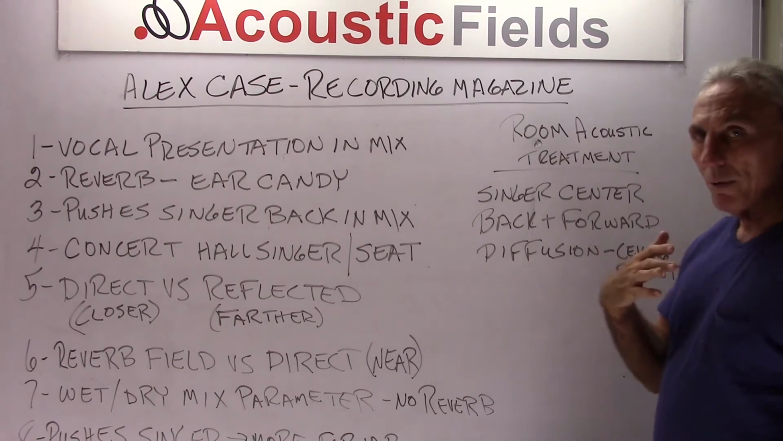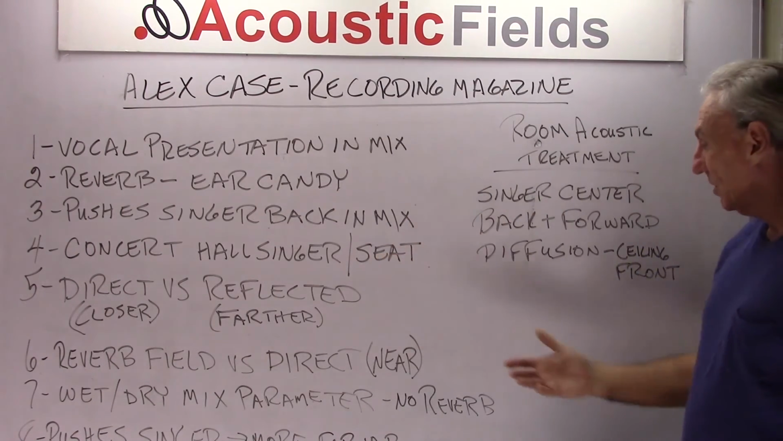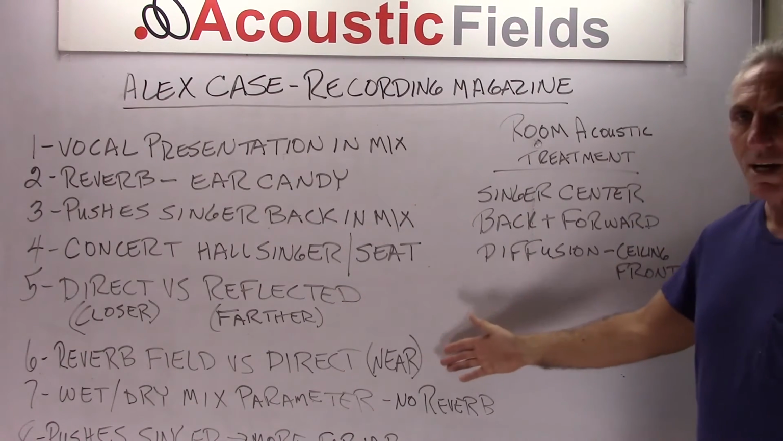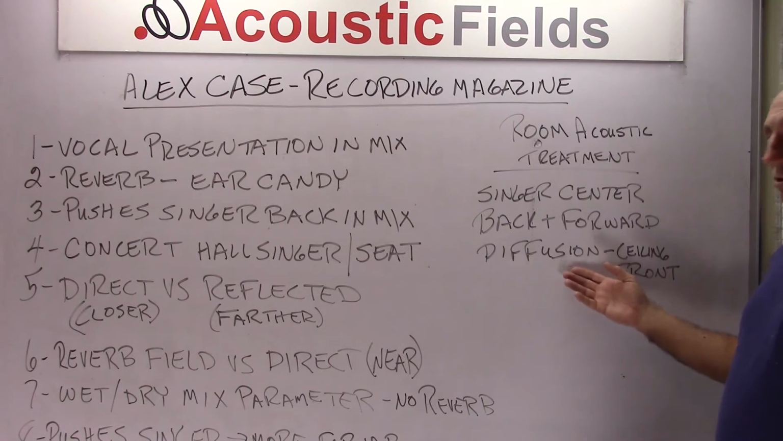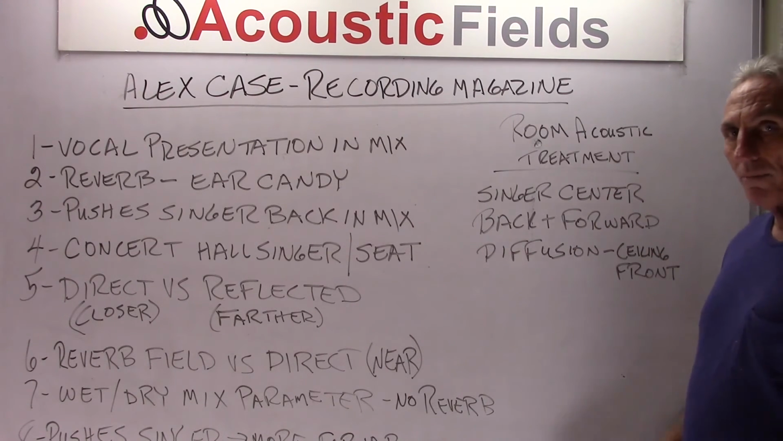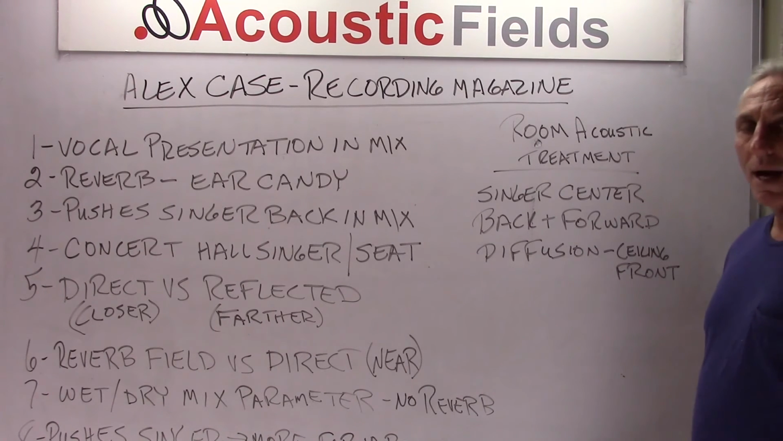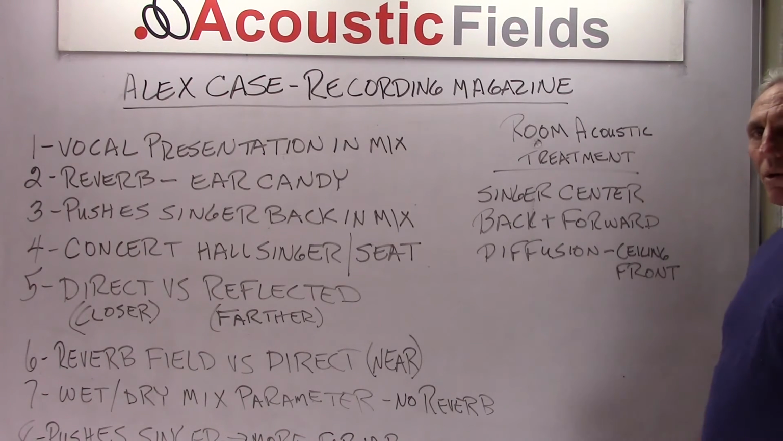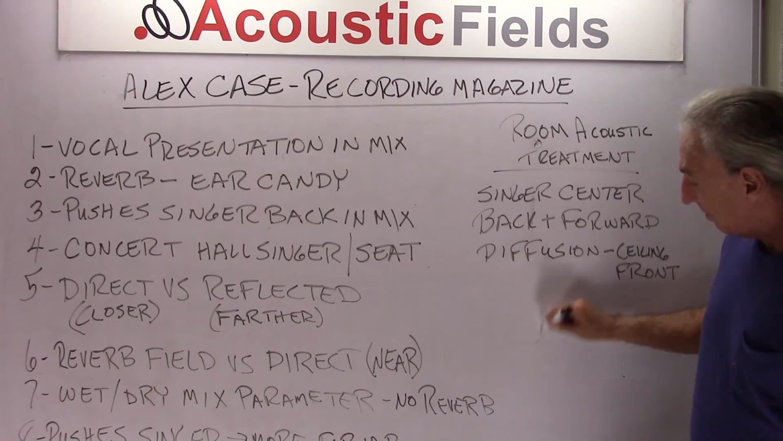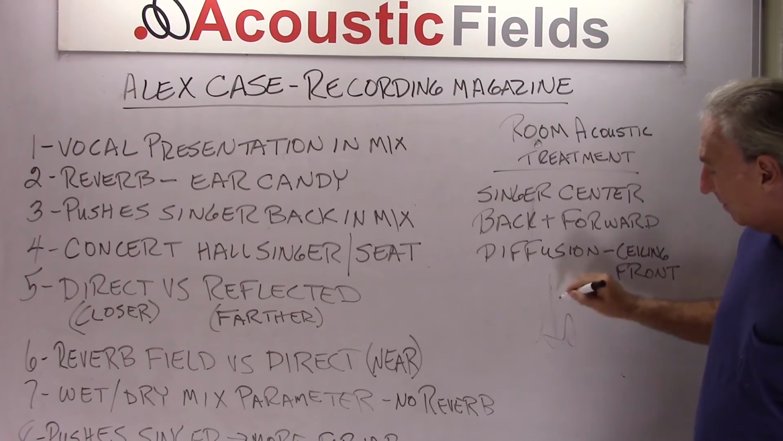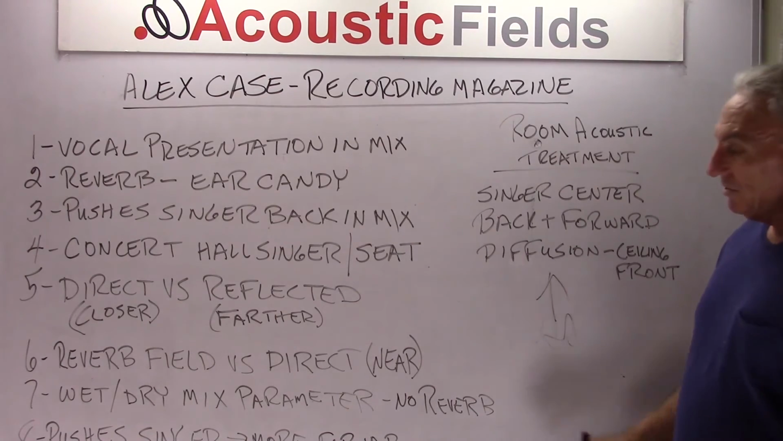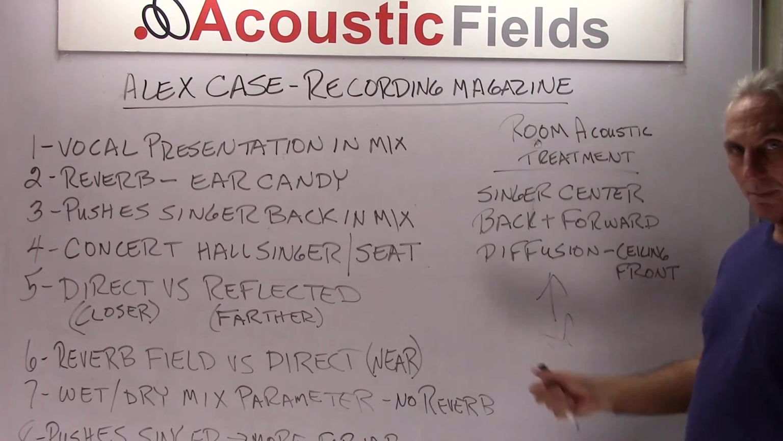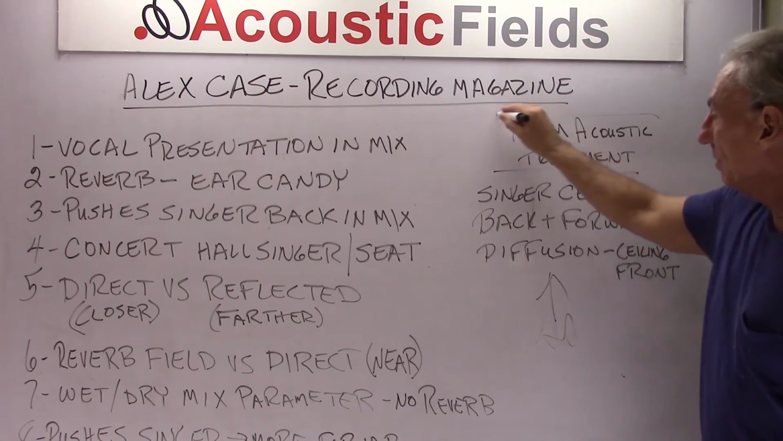Now, how far forward or how far back in that presentation, we don't have to change our seating as we do in a concert hall, as Alec suggested, but we can just use diffusion on the ceiling and the front wall. And there's a balance between types of diffusion and what kind to use on what surface area, either ceiling or front wall, that will give you the ability to bring that singer forward or push it back. So we can do the same thing that an engineer does with a wet-dry mix button and a reverb button. We can do it with room treatment.